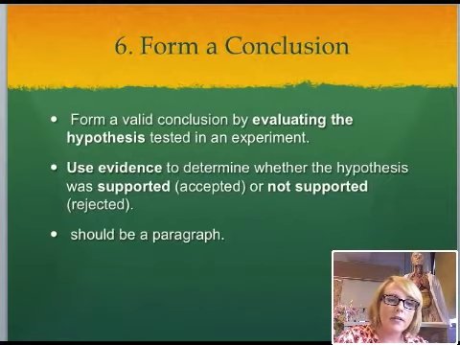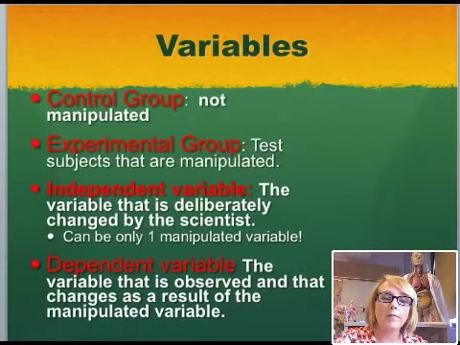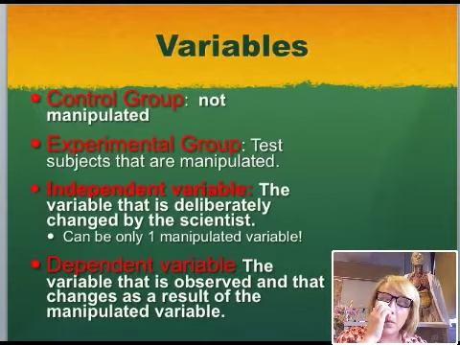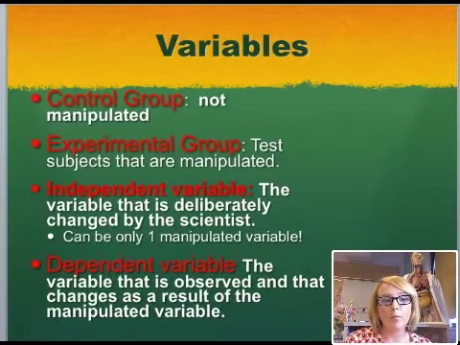Okay, last slide of the day. There are several variables within an experiment. We're going to talk about these a lot. You're going to need to know how to identify all of these in an experiment, so make sure you're writing these down. We have two groups that we test on. We have a control group and an experimental group.